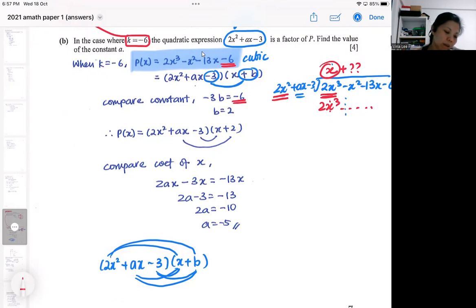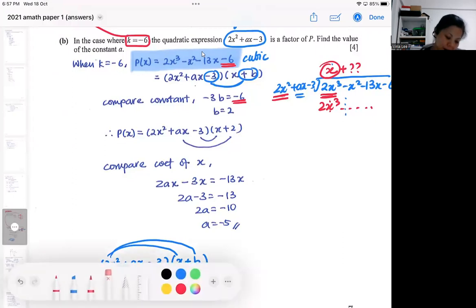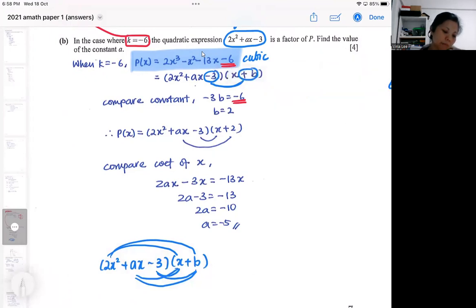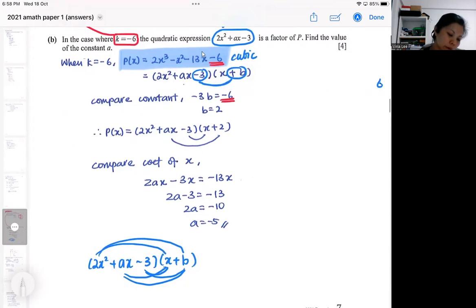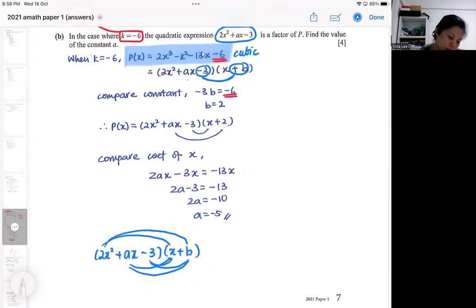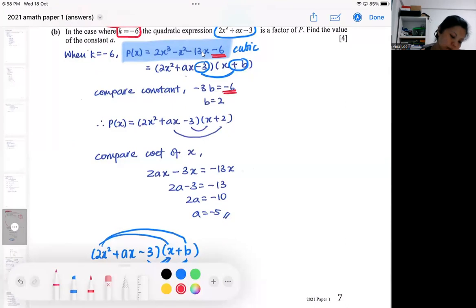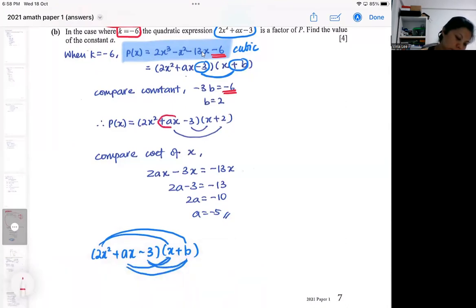Once I got my b to be 2, I will write out my polynomial again, and I'm going to compare. You can choose to compare the coefficient of x, or you can choose to compare the coefficient of x squared. In my working, I'm comparing the coefficient of x. Later on I will show what if you decide that you want to compare the coefficient of x squared. If I would like to compare the coefficient of x, look for the arrows that can give you an x. So this multiplied by 2.